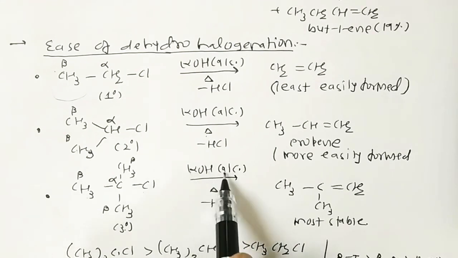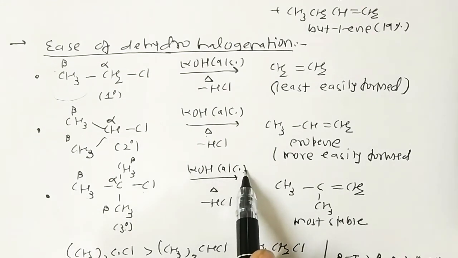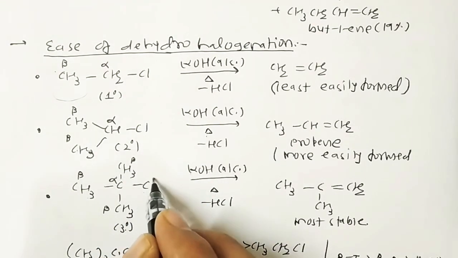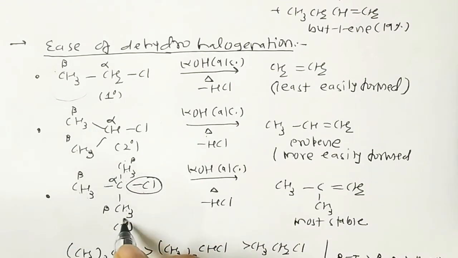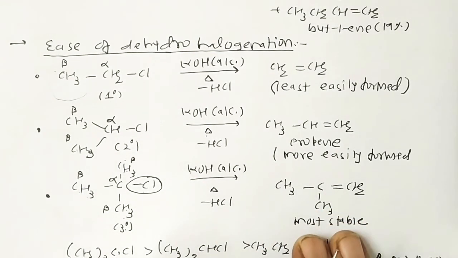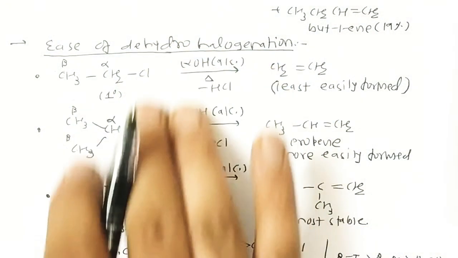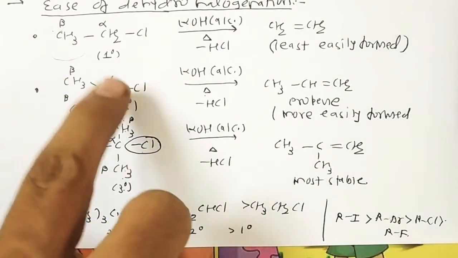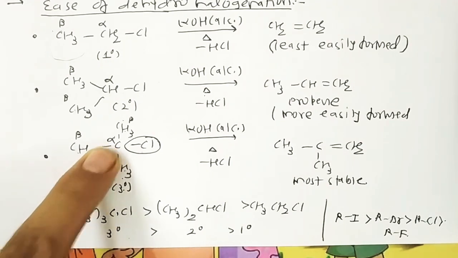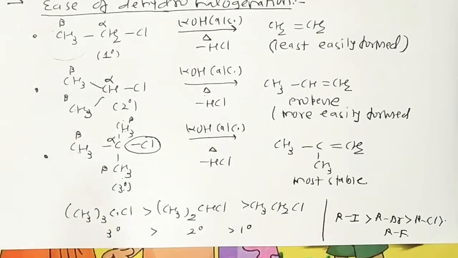When it reacts with KOH in the presence of alcohol, there is a removal of chlorine from alpha, and because all the methyl groups are identical in nature, but mind well, there are 9 beta hydrogens. So with more beta hydrogens, the product, called 2-methylpropene, is most easily formed. From the above discussion, we definitely suggest that the ease of dehydrohalogenation of these three alkyl halides increases as the number of beta hydrogens increases. In this case 9 beta hydrogens, in this case 6, in this case 3.